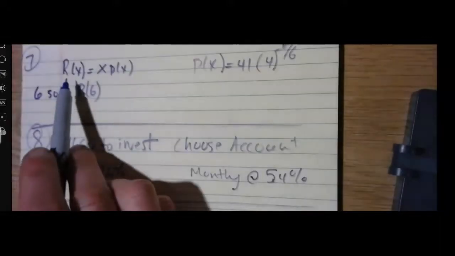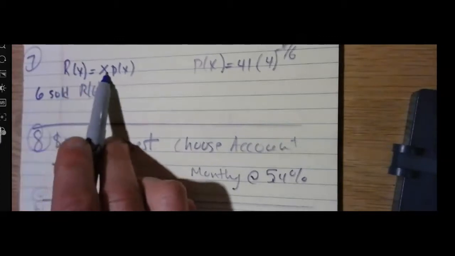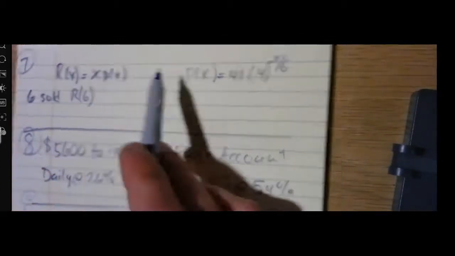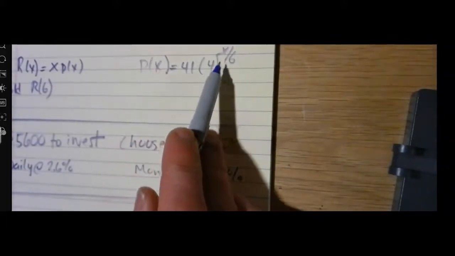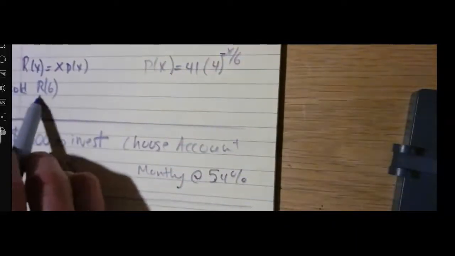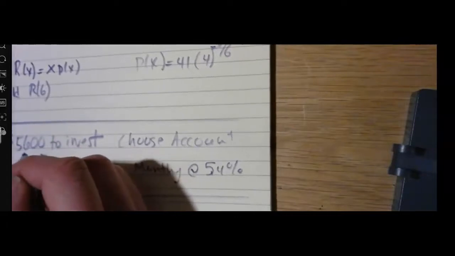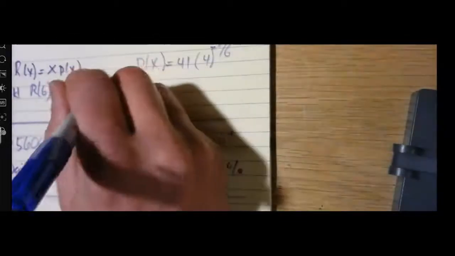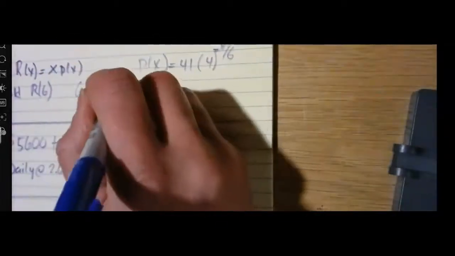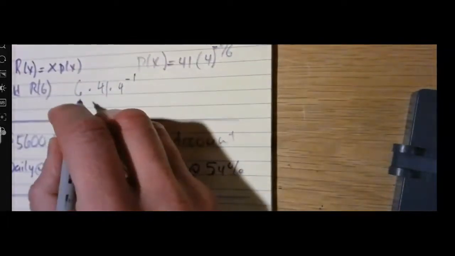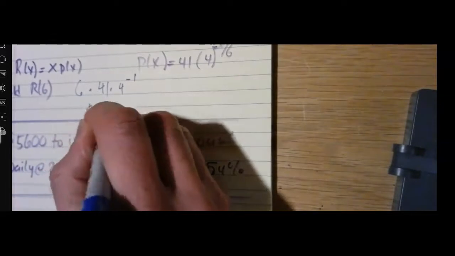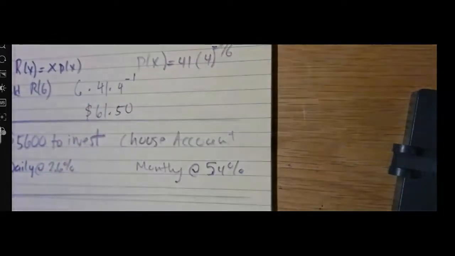All right, how much we make from selling a product, the revenue, is equal to how many we sell times the price we sell it for. And we're given a formula for the price of a product is equal to 41 times 4 to the negative x over 6. That's a negative. And we're asked if 6 are sold, what's the revenue? Okay, what's the revenue of 6 sold? So if we're going to do that, we're going to have 6 times 41 times 4 to the negative 1. And if you calculate on the calculator, you should get $61.50, rounded to the nearest cent.